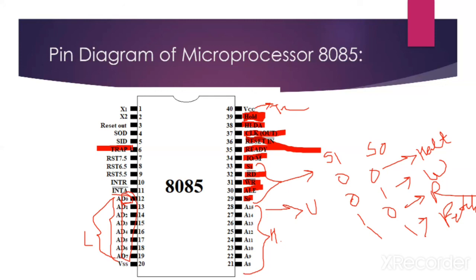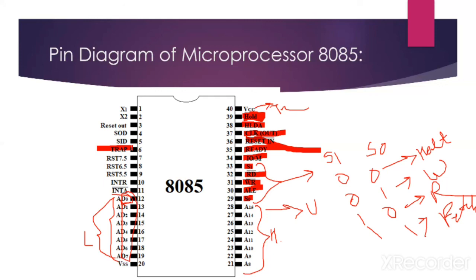Next pin is SOD, that is serial output data. It is a data line for serial output. The 7th bit of the accumulator is output on the SOD line when the instruction is executed. The SOD line eliminates the need for an output port in the software. Control serial input output.